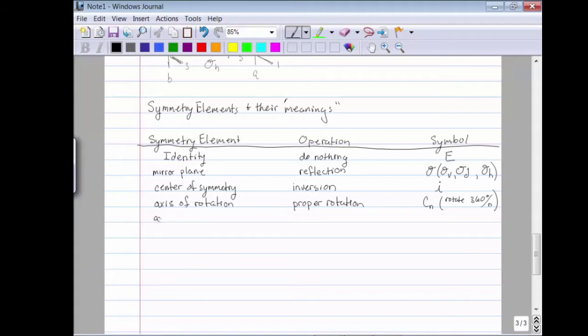And then the last one is an axis of improper rotation. It's called an improper rotation. And the symbol is SN. So this improper rotation, again, is CN followed by a sigma h.